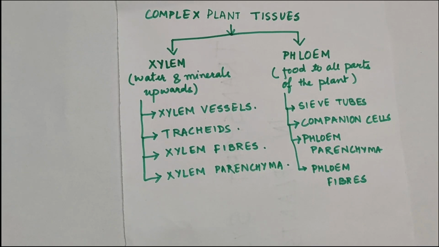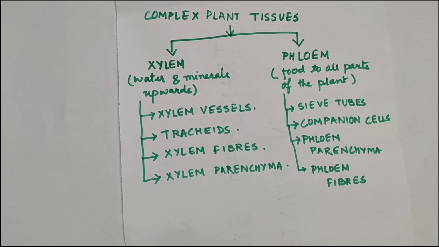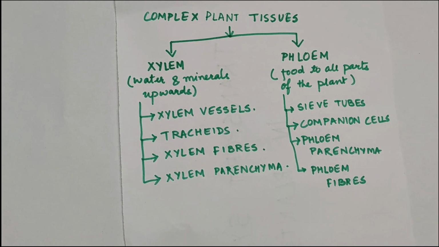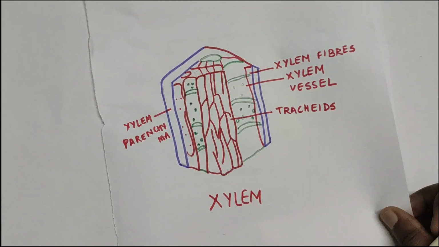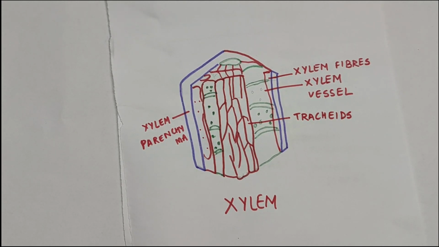As we know, xylem is a complex tissue. The xylem vessels are long cylindrical cells joined from end to end to form long tubes, which are mostly made up of lignin. The tracheids are tubular cells but with tapering ends. Their cells are also made with lignin. As you can see in the diagram, these are the four different parts of the xylem.